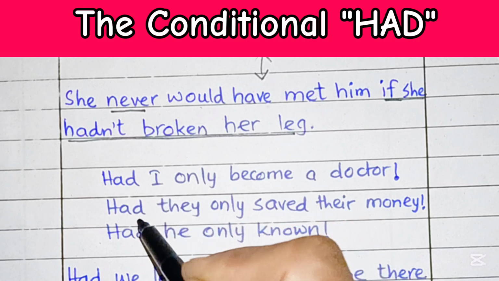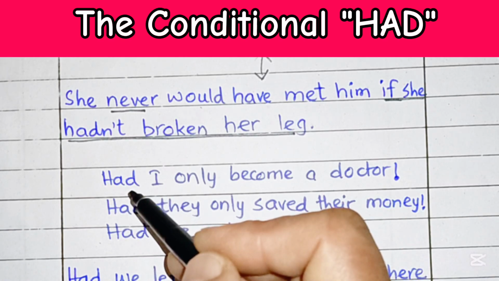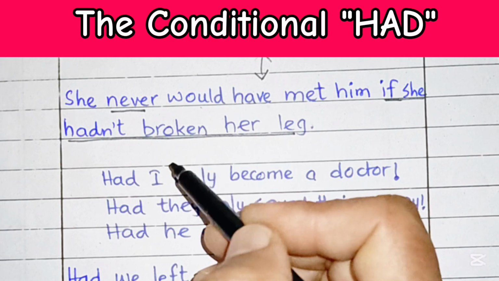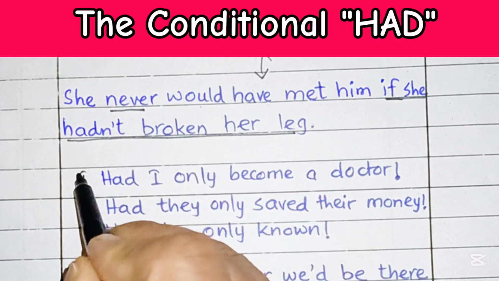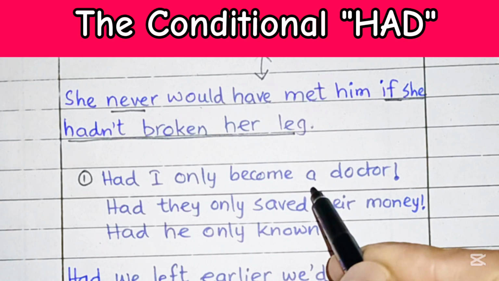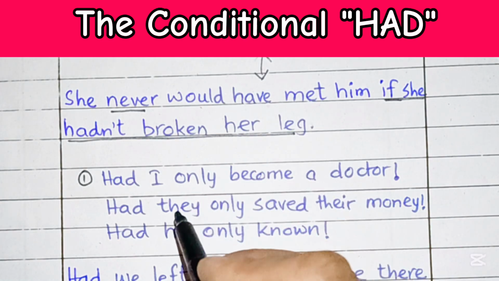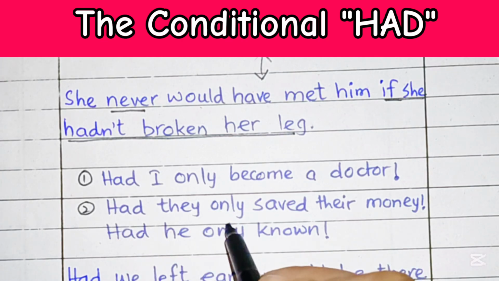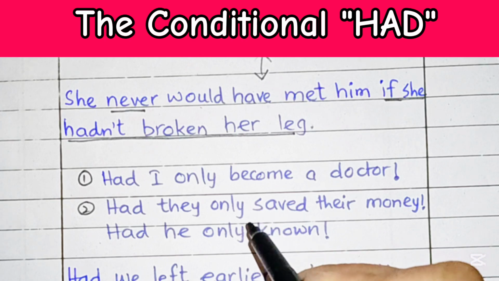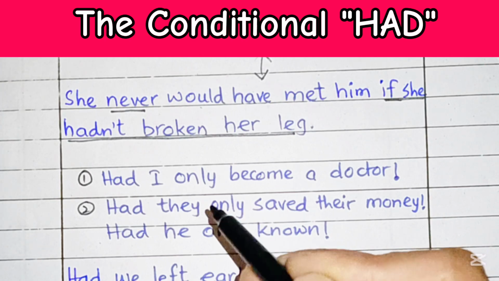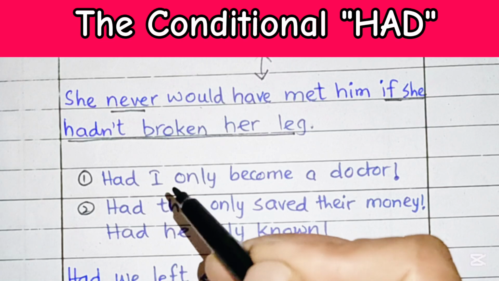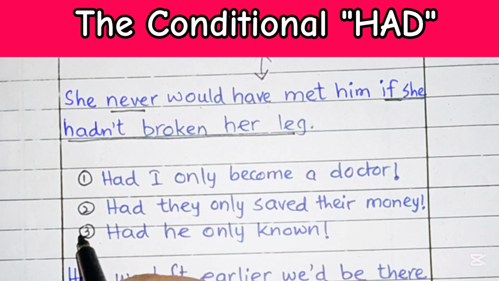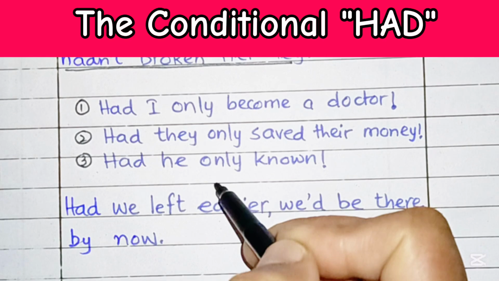So as I said, sometimes in response to the description of a situation, a person will say something like this. Number one, had I only become a doctor. It means that, of course, I didn't become a doctor. Or number two, had they only saved their money, which means that they didn't save their money and suffered the consequences. Another expression is had he only known. But he didn't know and the consequences were not good.